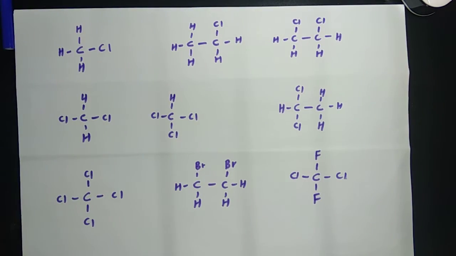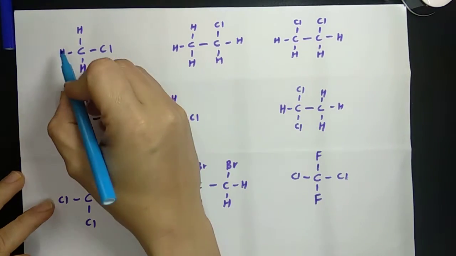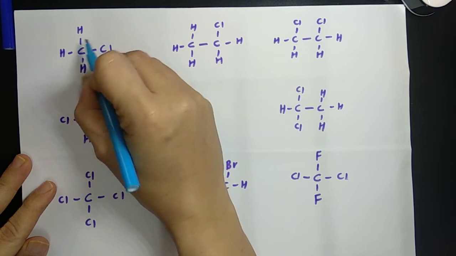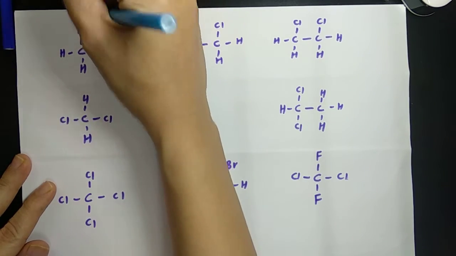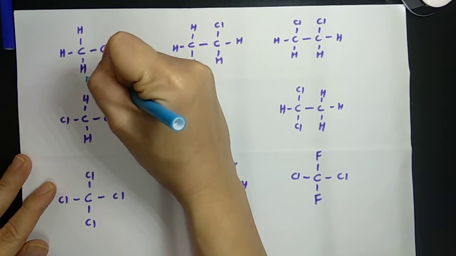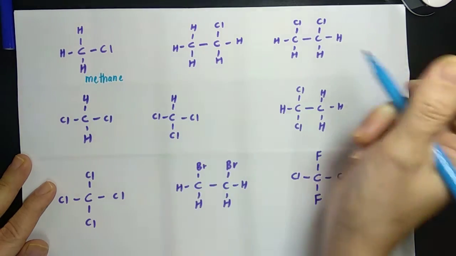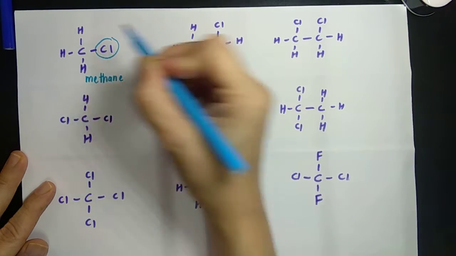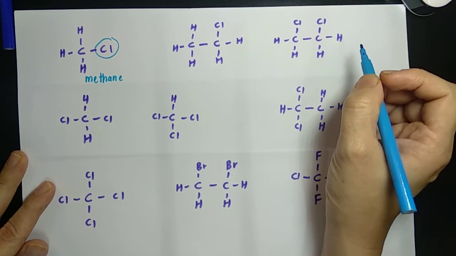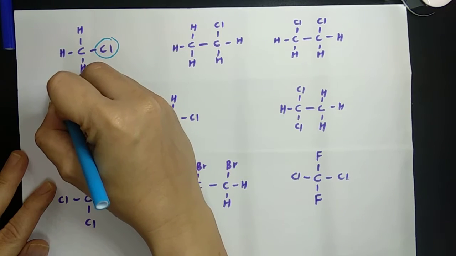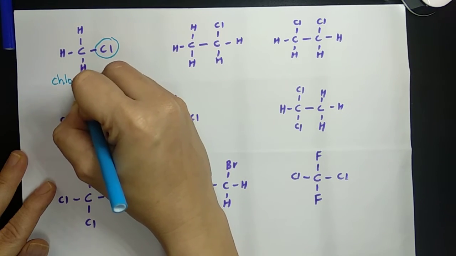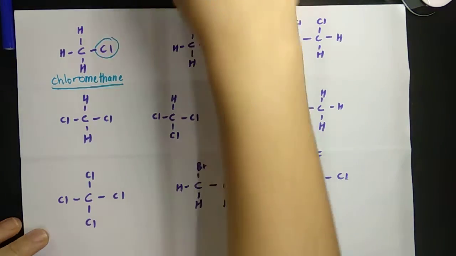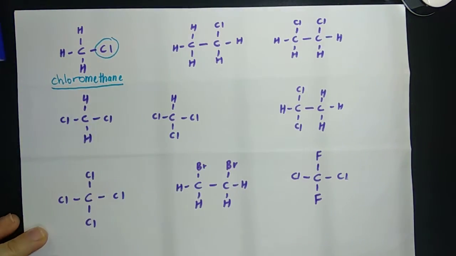Let's start with the first one. This originates with one carbon. There's all single bonds, so it has to be something to do with a methane. However, it's not just a methane. It's a methane with a chlorine on it. So we don't call it chlorine methane. Instead, we call it chloromethane. Chloromethane is one word.